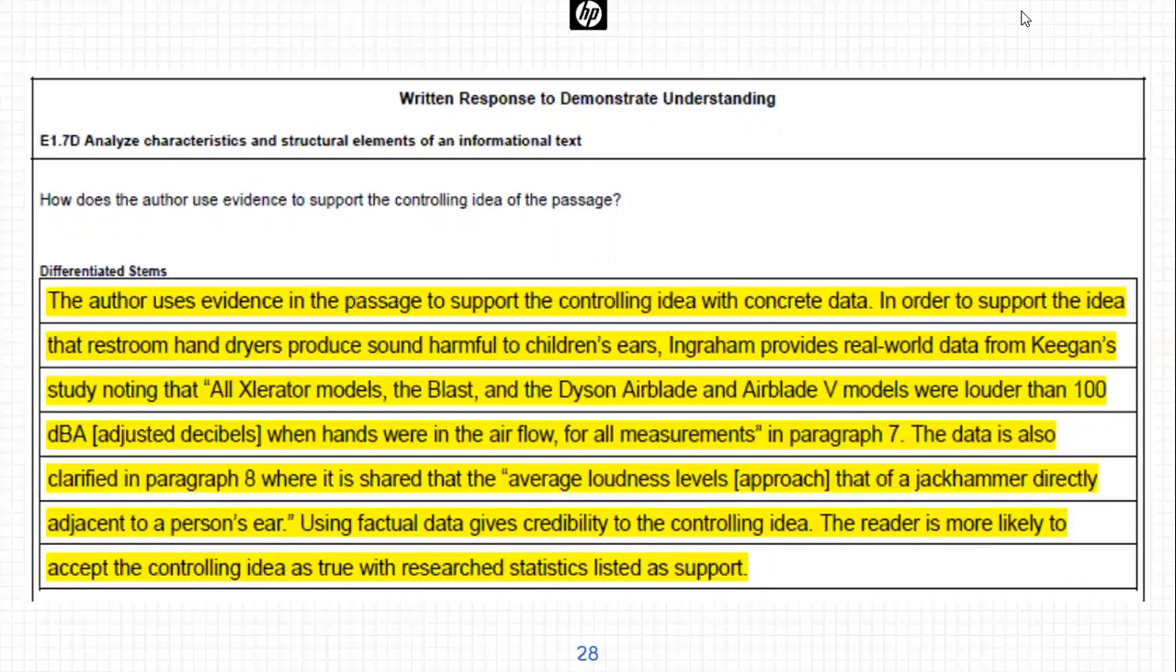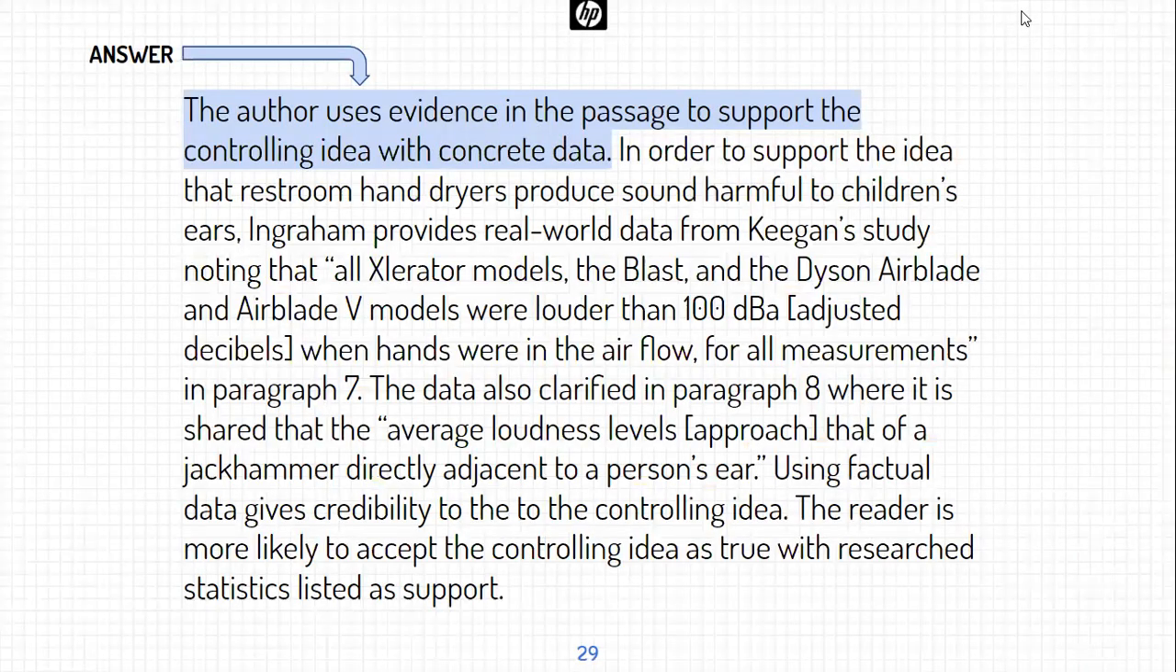And just to review this answer, let's make sure it's got the pieces. We do have our answer. It opens up there at the top. The author uses evidence in the passage to support the controlling idea with concrete data. Now, that answer doesn't call out the controlling idea yet, but does it talk about how evidence is being used?